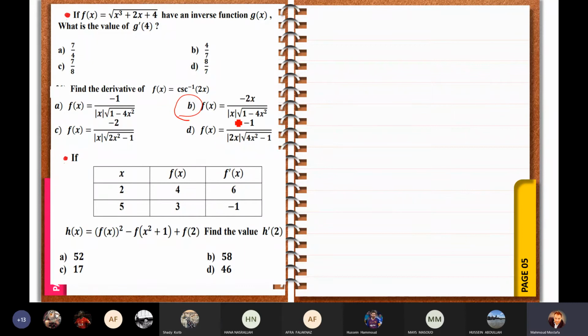No teacher, sorry, C. One minute, come on. You tricked me again. Right. Derivative of 2x is 2, right? The derivative of 2x is 2, not x. Yes, correct. C.